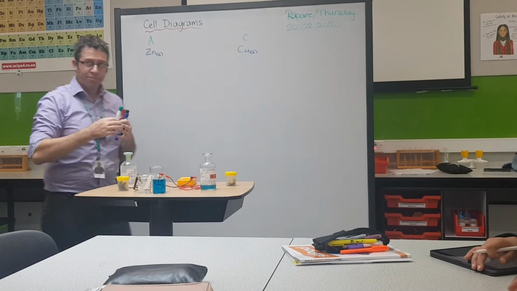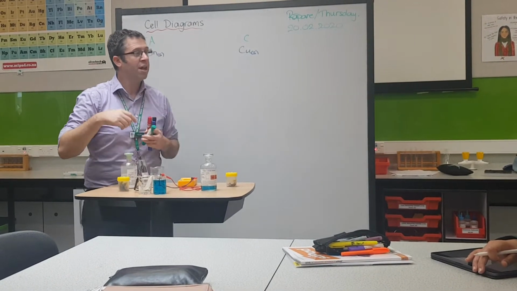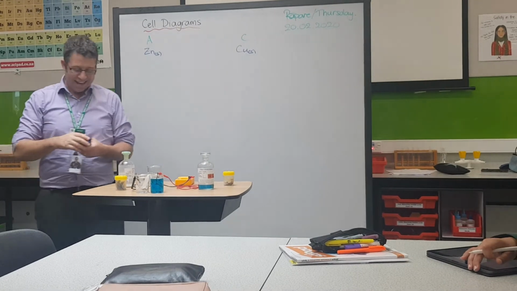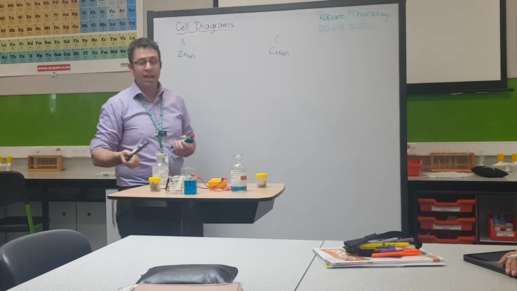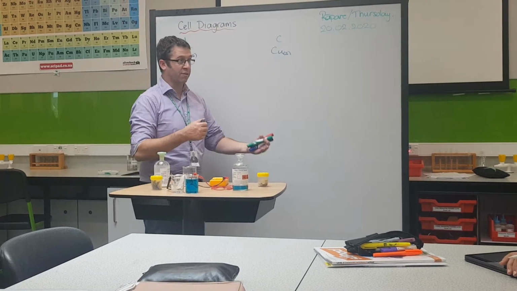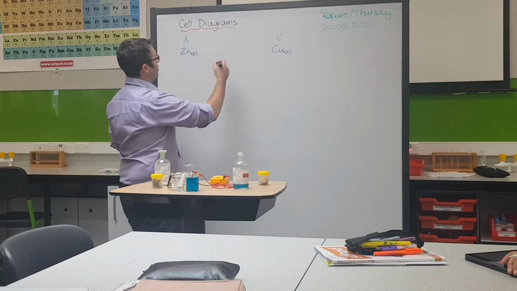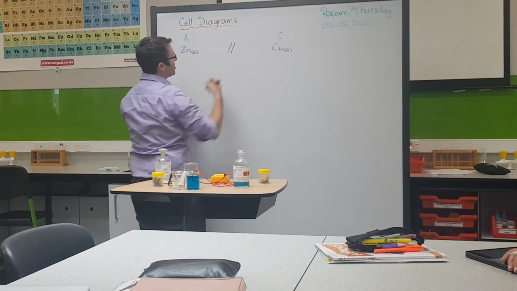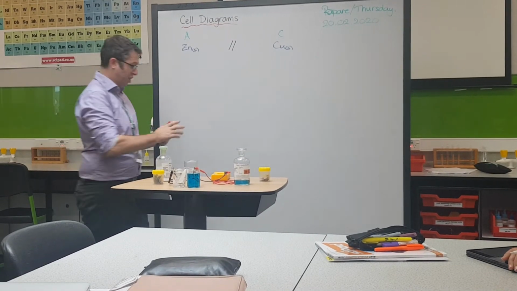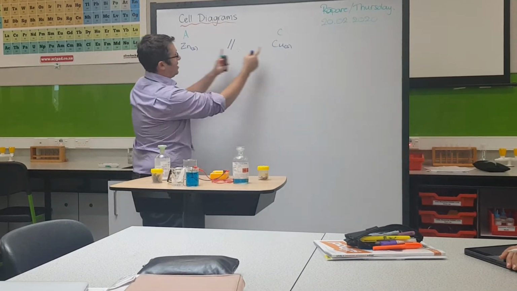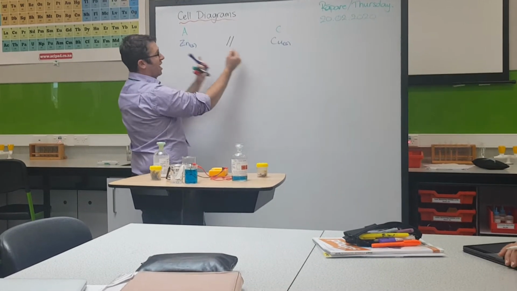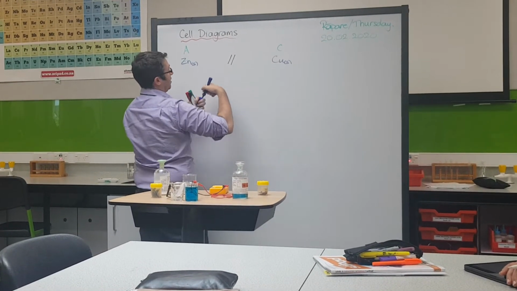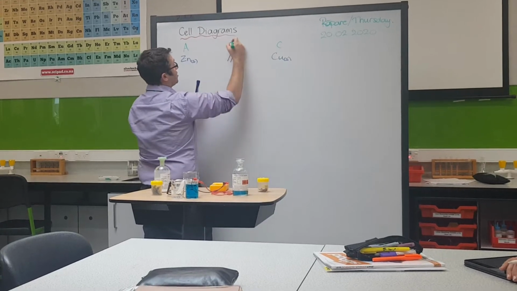Linking them in the middle is this bit of filter paper with potassium nitrate in it. It's got potassium nitrate because potassium ions move really easily, they're motile, and nitrate ions flow very easily as well, they're motile. So in the middle, I'm going to do two lines to represent my salt bridge, because it's separating these two what are called half cells, the oxidation half cell and the reduction half cell. So this is my salt bridge.